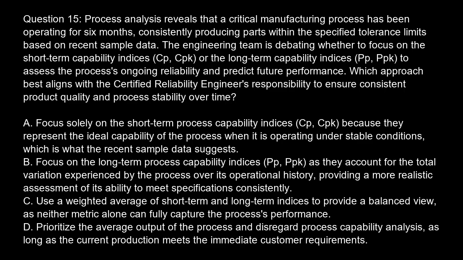Option C. Use a weighted average of short-term and long-term indices to provide a balanced view, as neither metric alone can fully capture the process's performance. Option D. Prioritize the average output of the process and disregard process capability analysis, as long as the current production meets the immediate customer requirements.